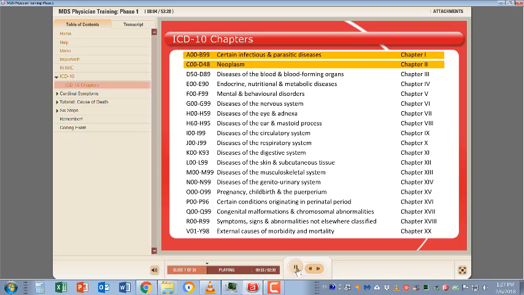Obstetric conditions are listed in Chapter 15, consisting of O codes. Perinatal conditions are listed in Chapter 16, consisting of P codes. Congenital abnormalities are listed in Chapter 17, consisting of Q codes.